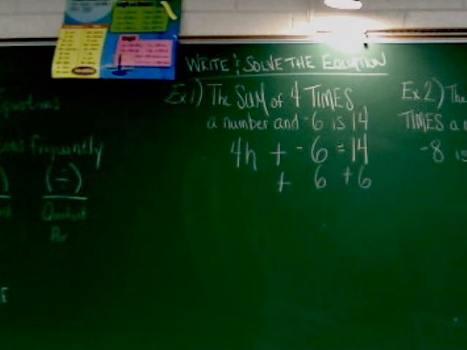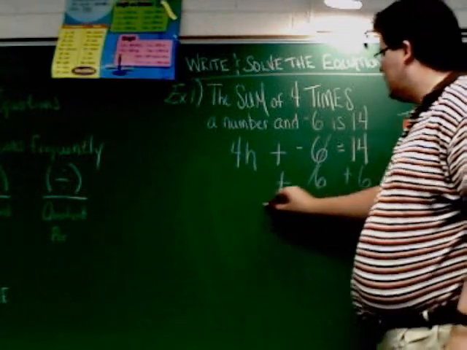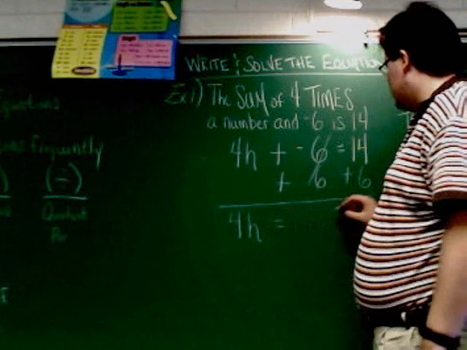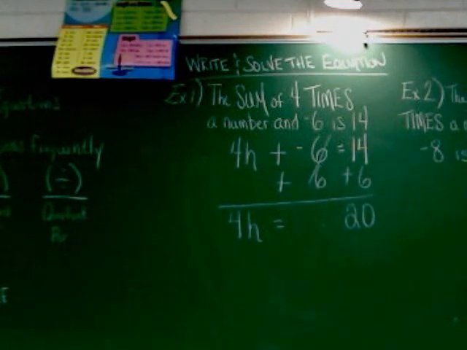All right, so I go ahead and add here. And that'll give me 4h equals 20. So now we're down to a very basic one-step equation, a multiplication equation. How would I solve that? Divide each side by 4. Divide each side by 4, good.